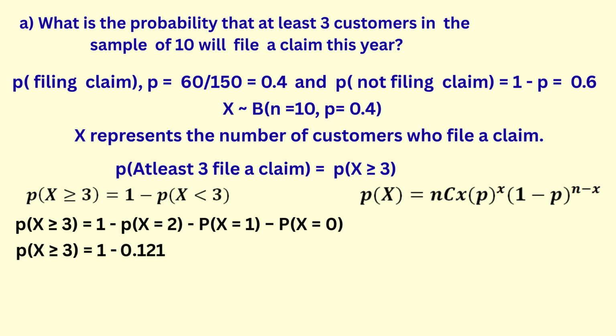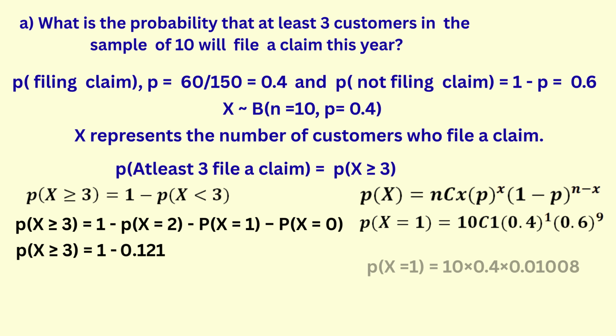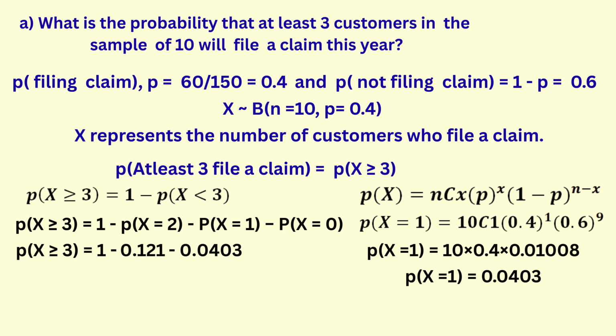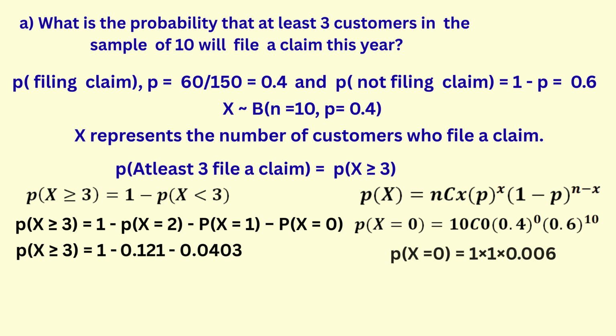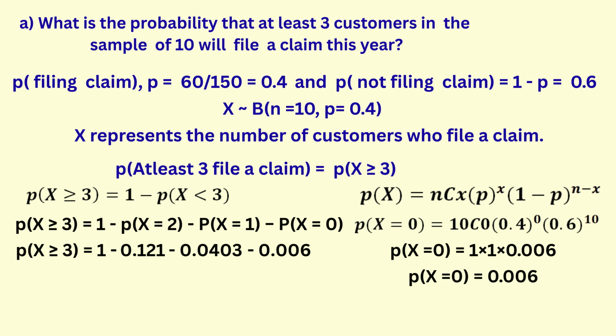Let's find the probability that X equals 1. That's 10 choose 1 times 0.4 times 0.6 to the ninth power. This simplifies to 0.0403. Let's find the probability that X equals 0. That's 10 choose 0 times 0.4 to the power of 0 times 0.6 to the 10th power. This simplifies to 0.006, so the probability that X is greater than or equal to 3 is 0.8327, the same as the probability that at least 3 customers file a claim.